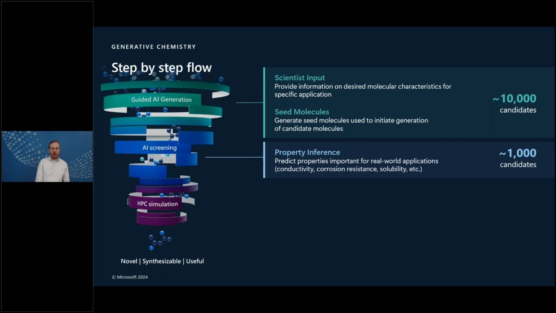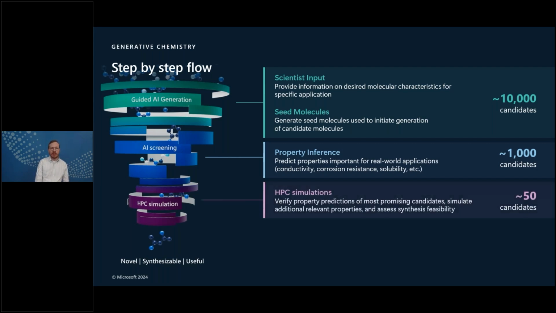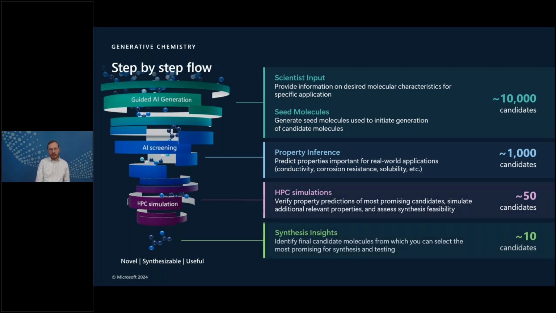We do the AI inference on these 10,000 candidates to whittle us down to maybe 1,000 candidates. Then we take those 1,000 and we do traditional HPC simulations on them, density functional theory, or even beyond. Finally, we pass maybe 50 candidates through for synthesis. And maybe that results in 10 candidates that are really interesting for further study.